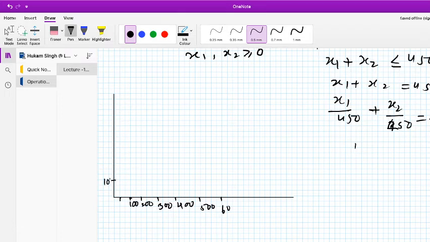Okay, similarly on this axis, assume that here this is 100, here it is 200, 300, 400, 500, 600.